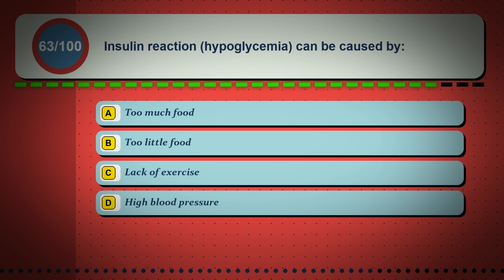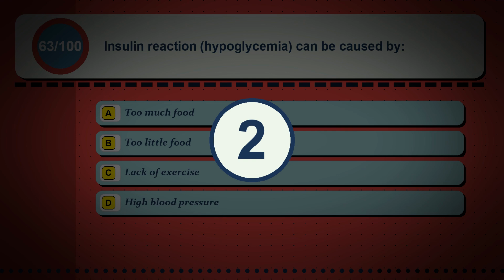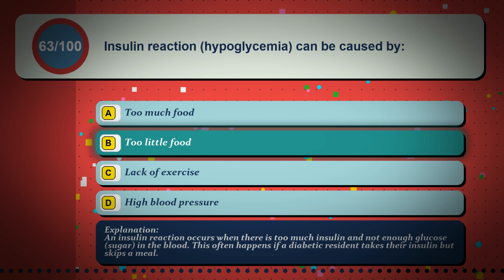Question 63. Insulin reaction, hypoglycemia, can be caused by option A. Too much food. Option B. Too little food. Option C. Lack of exercise. Option D. High blood pressure. The correct answer is option B. Too little food. An insulin reaction occurs when there is too much insulin and not enough glucose, sugar, in the blood. This often happens if a diabetic resident takes their insulin but skips a meal.